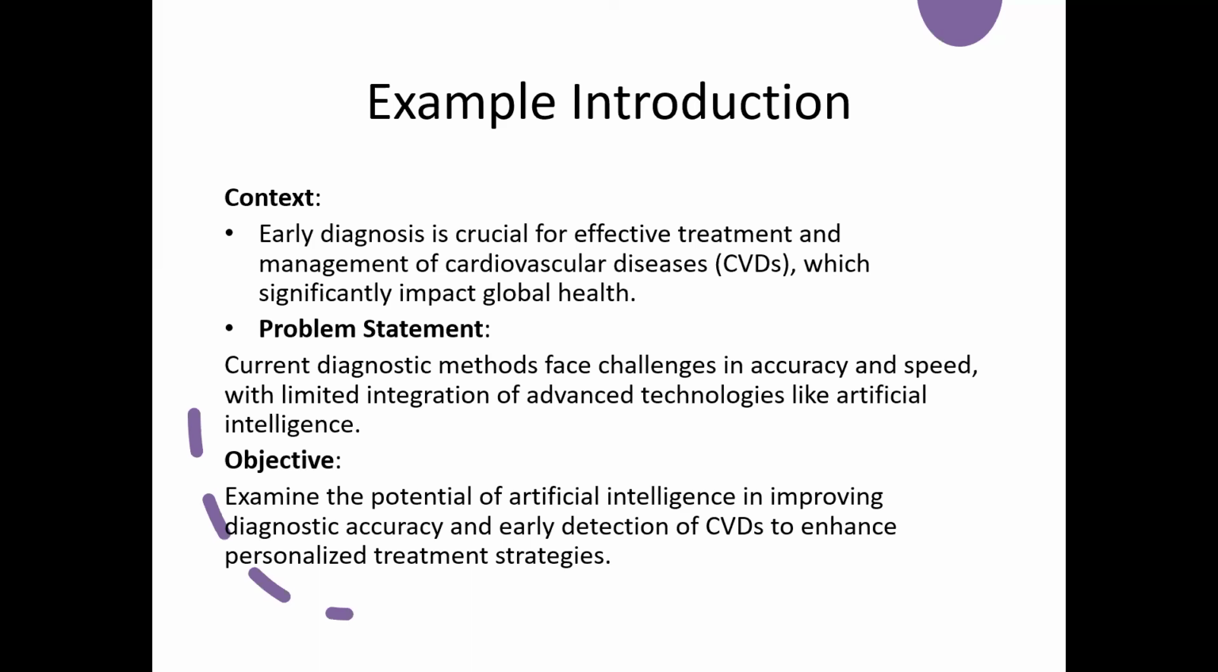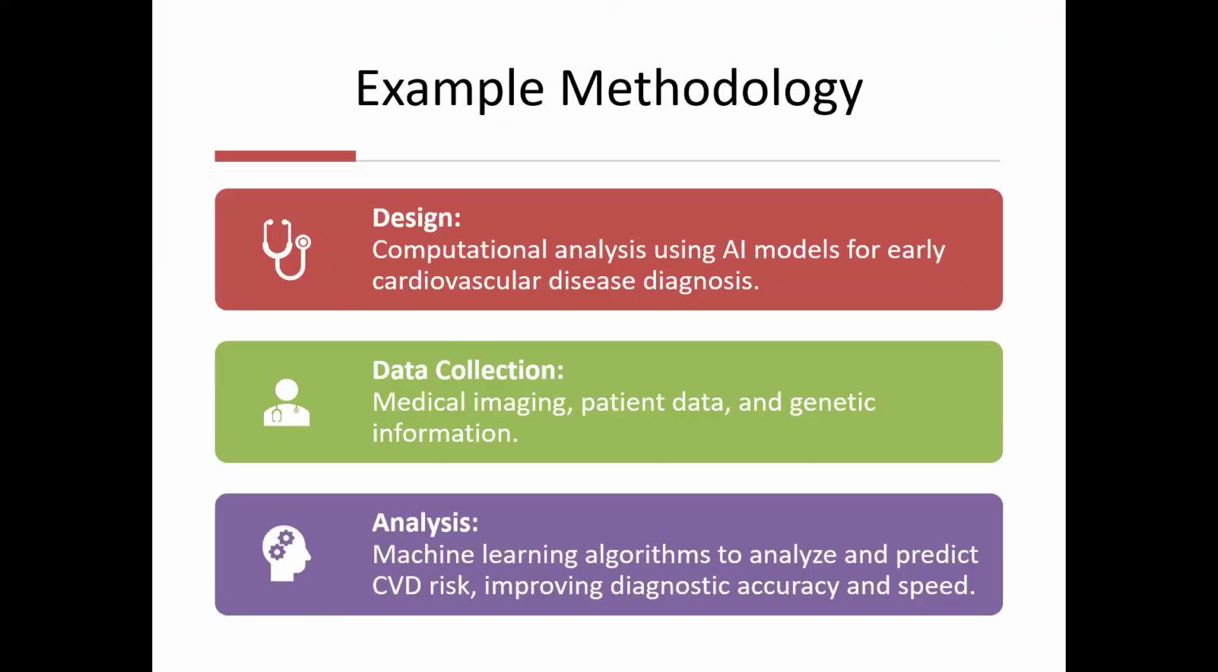Now, if we look at the introduction, this is where you write the context and problem statement, and then objectives. In the methodology section, you have to write the design, like you are using computational analysis, using an AI model for early CVD diagnosis, and data collection, like you will collect medical imaging, patient data, and genetic information, and analysis, like a machine learning algorithm. You are going to use a machine learning algorithm to analyze and predict CVD risk, and it will definitely improve diagnostic accuracy and speed.